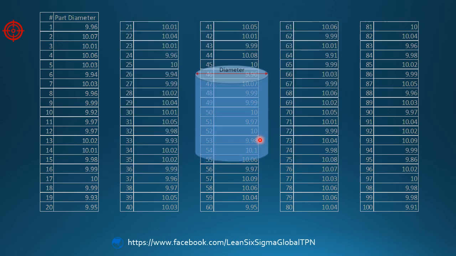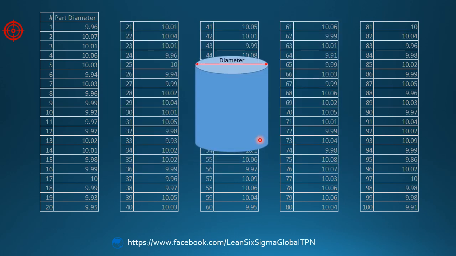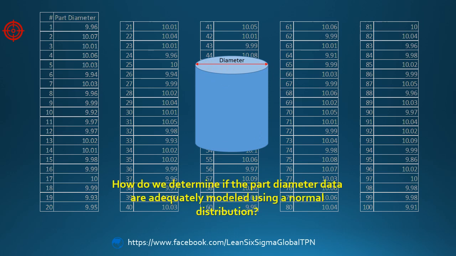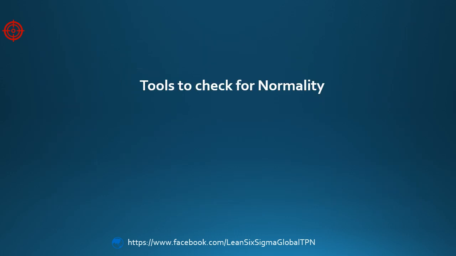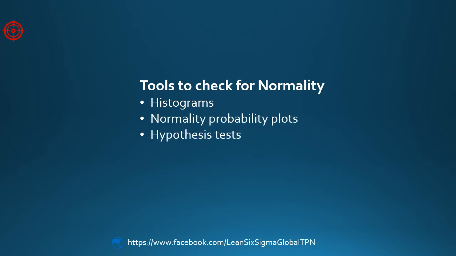Recall that in the past, production at a busy company, the process manufactures parts to have a certain diameter. So how do we determine if the part diameter data are adequately modeled using a normal distribution? Several tools are available to help us test data for normality. For example, histograms, normality probability plots, hypothesis tests.